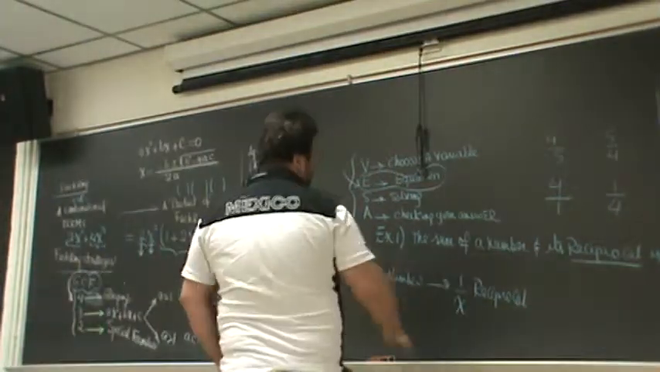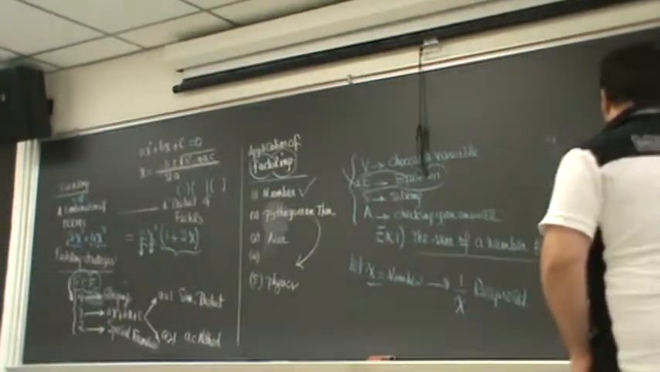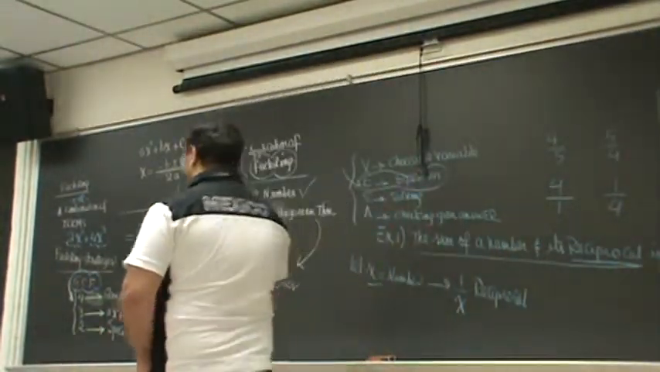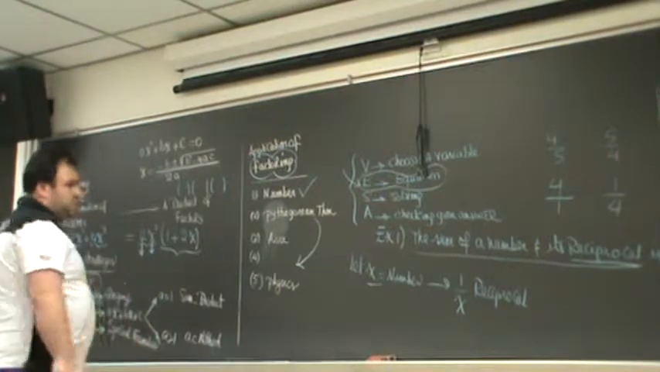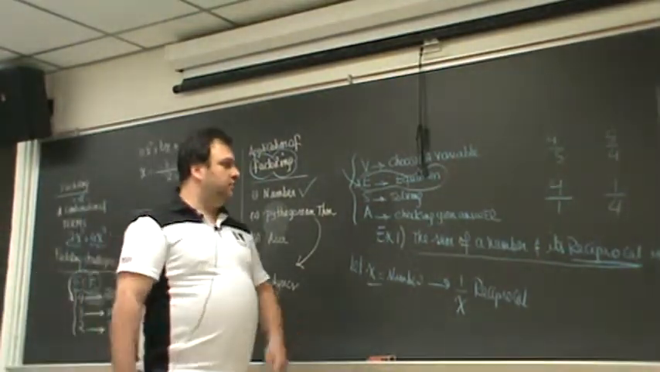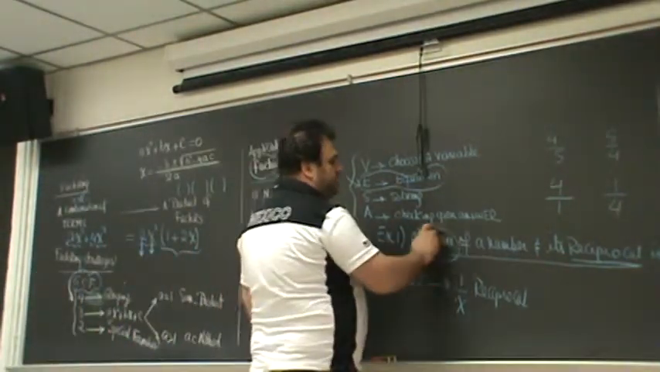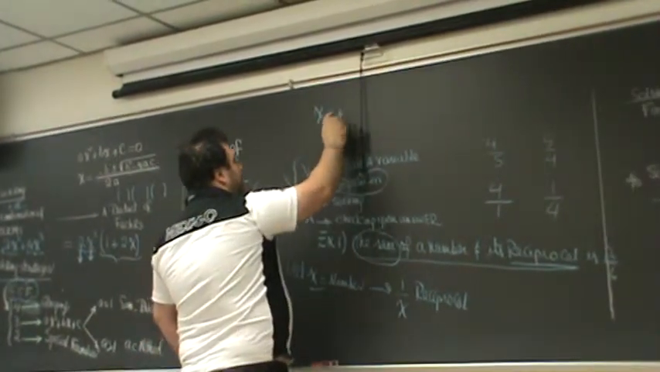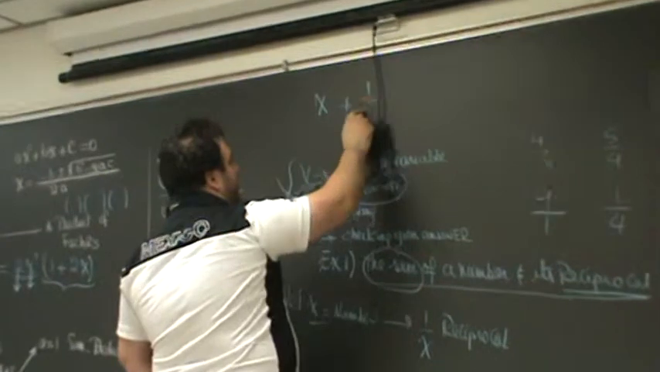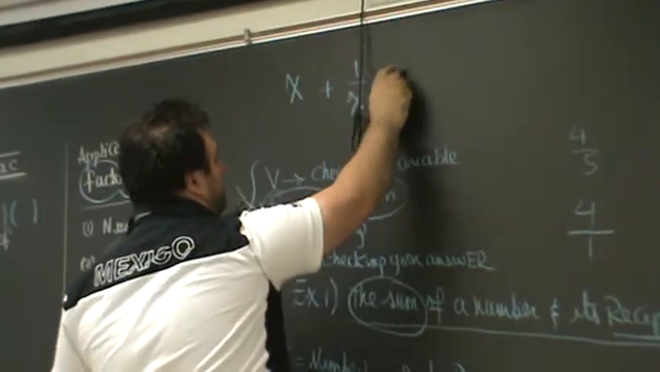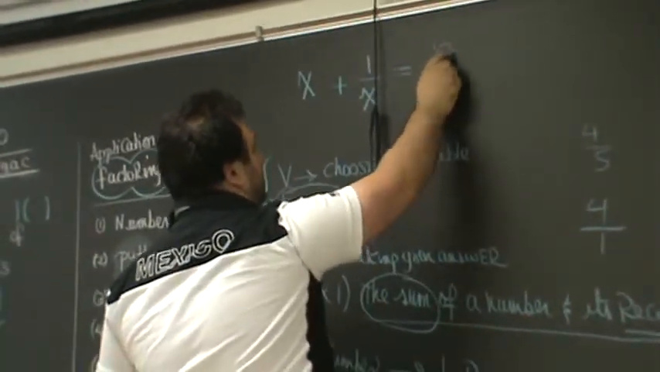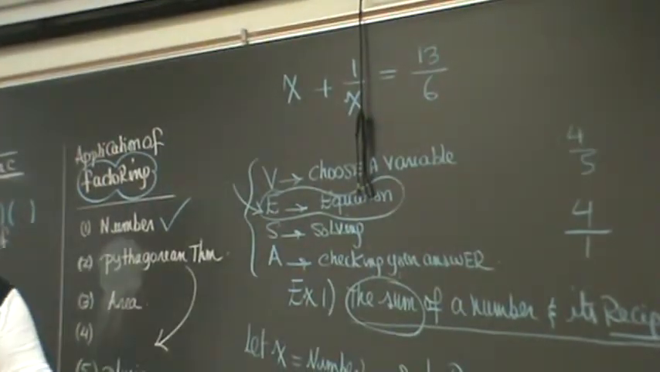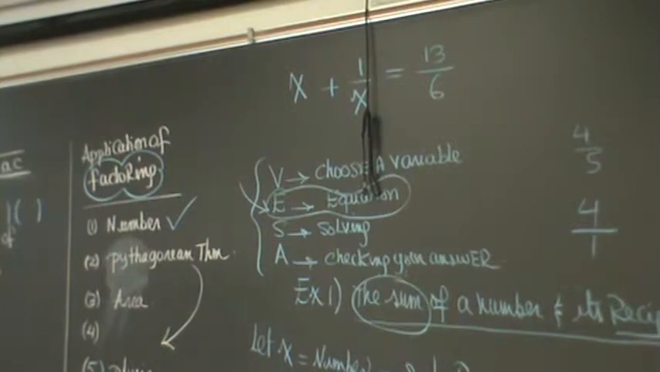How would you suggest we translate this? What would we say? The sum of x and 1 over x. So what do I do in algebra? The sum means addition, right? First I start with x, plus what? 1 over x, equal to 13 over 6. Well, that seems like a pretty reasonable equation to set up, right?